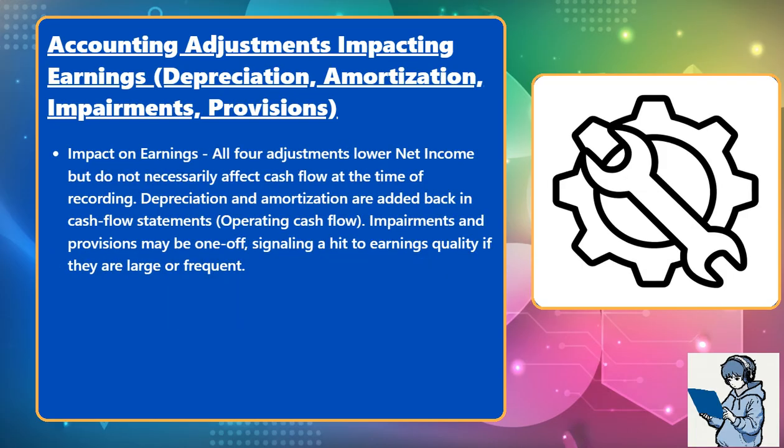Impact on earnings: all four adjustments lower net income, but do not necessarily affect cash flow at the time of recording. Depreciation and amortization are added back in cash flow statements, in operating cash flow. Impairments and provisions may be one-off, signaling a hit to earnings quality if they are large or frequent.